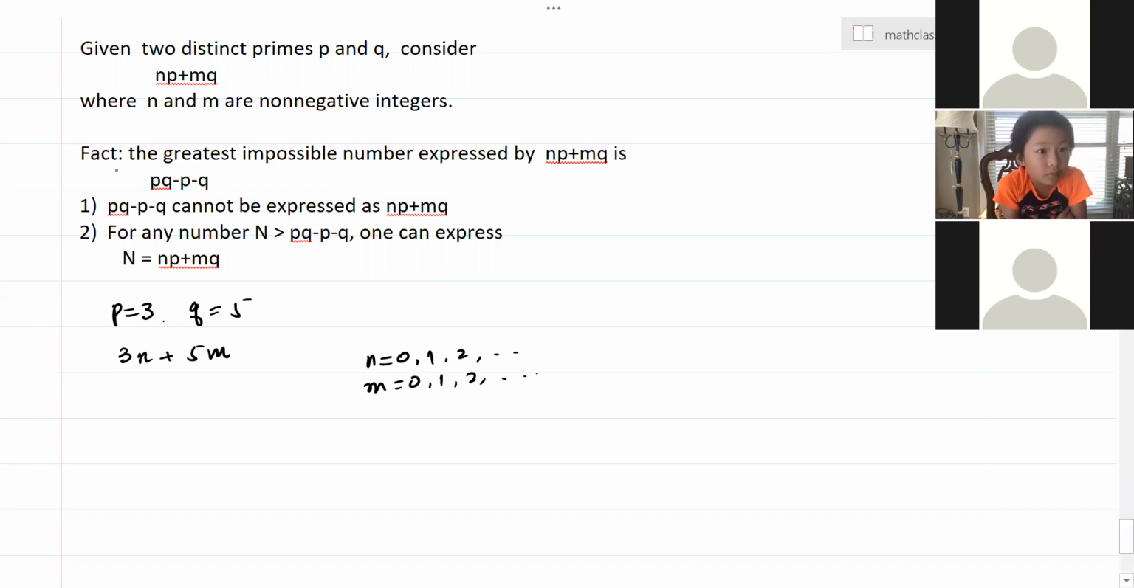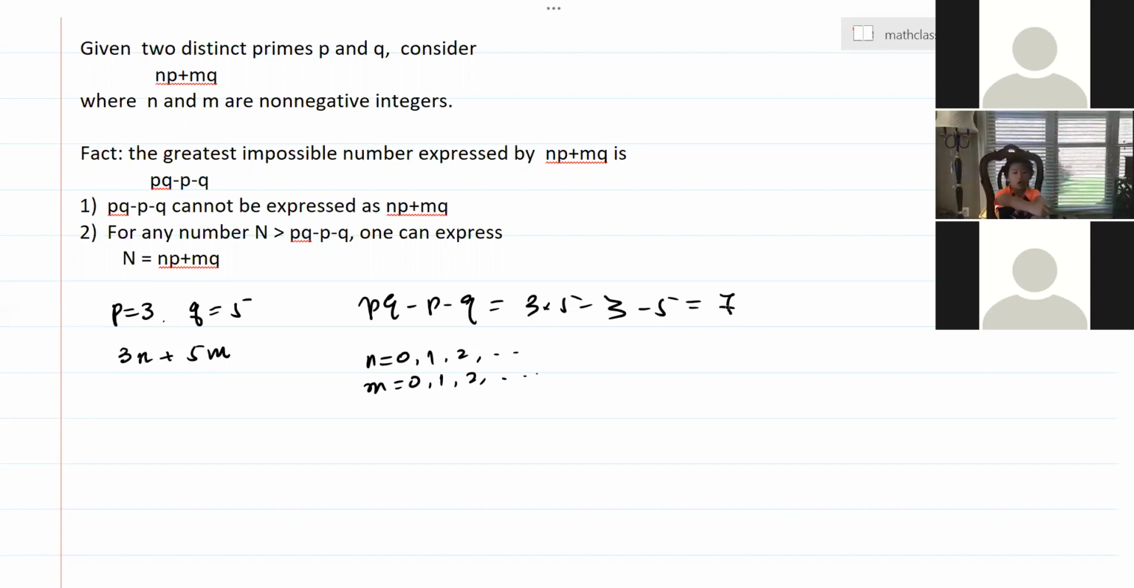So let me check. It says the greatest impossible number expressed by this is pq. So p times q minus p minus q is going to be 3 times 5 minus 3 minus 5, which is going to be 7, I think, right? Yeah, 7. So 7 cannot be expressed in this form, no matter how you choose, because m and n must be non-negative integers. 7 cannot be, and this is the greatest impossible number expressed by this form. So 7 cannot be 3n plus 5m, okay?